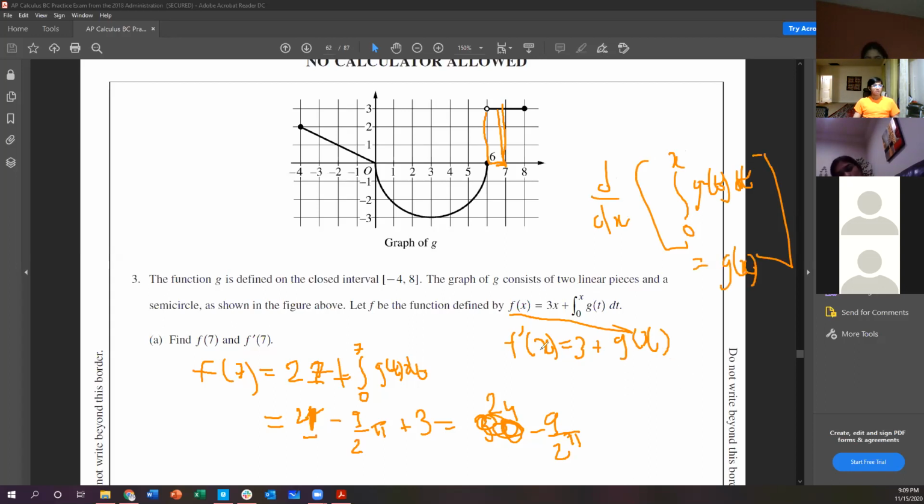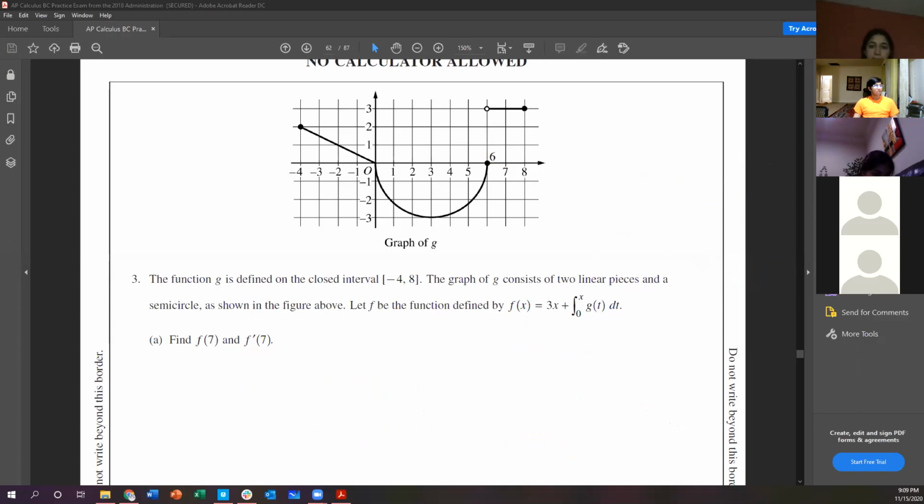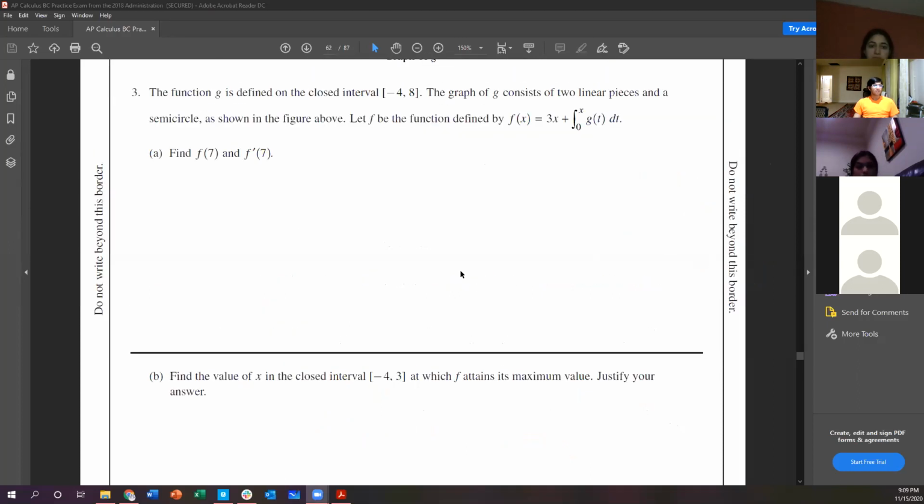Okay, so now we know that f prime of x equals 3 plus g of x. That means f prime of 7 is equal to 3 plus g of 7. g of 7 is what? Positive 3. So it's 3 plus 3. That means f prime of 7 is 6. Okay? All right, next question, unless you have any questions on that.